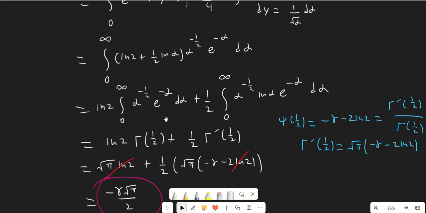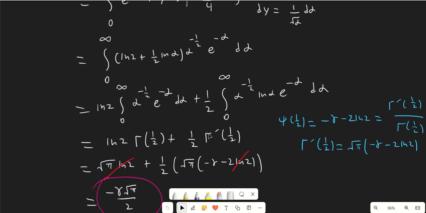Now, this right here is simply gamma of 1 half, so we're going to get natural log of 2 times gamma of 1 half. Over here, we're going to get 1 half integral from 0 to infinity of alpha to the negative 1 half, natural log of alpha, e to the negative alpha d alpha. Now, this natural log of alpha makes it a little bit more difficult to deal with, but no worries. All we have to do is take the definition of the gamma function and take the derivative with respect to x, with respect to this exponent here, and we find that this is actually going to be the derivative of the gamma function at x equals 1 half.